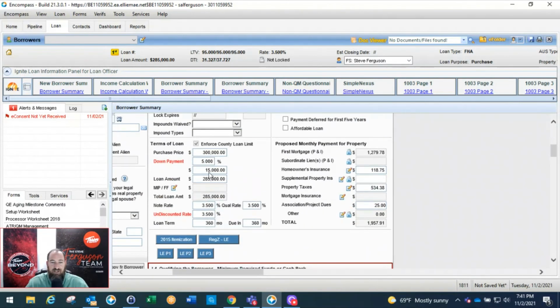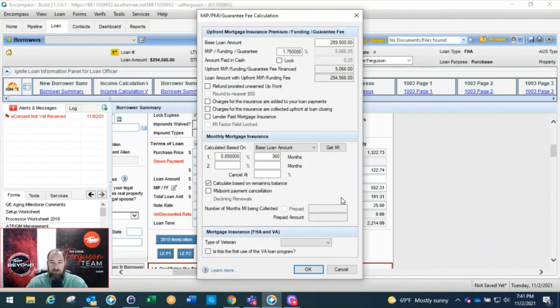So FHA is a 3.5% down loan. So $300,000 purchase, 10.5 down. The rate we're leaving identical. The homeowners insurance and the property taxes we're leaving the same as well. We're not going to mess with those.